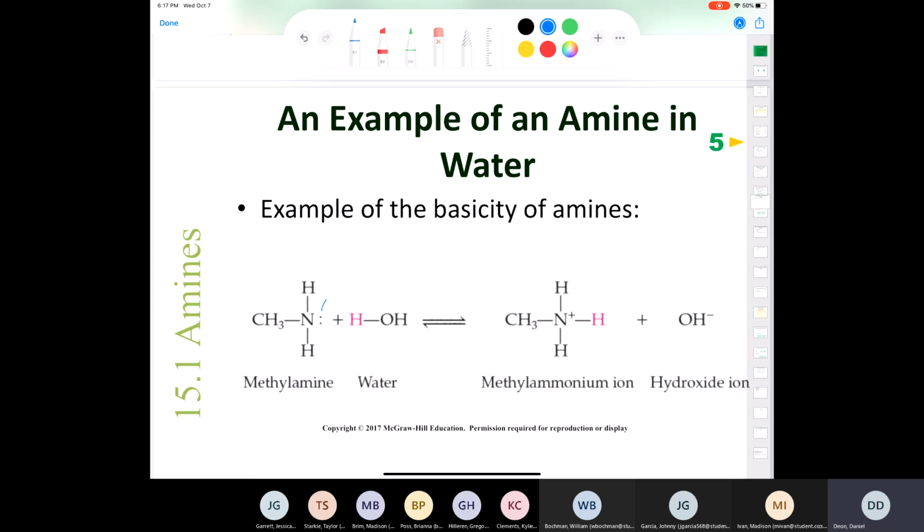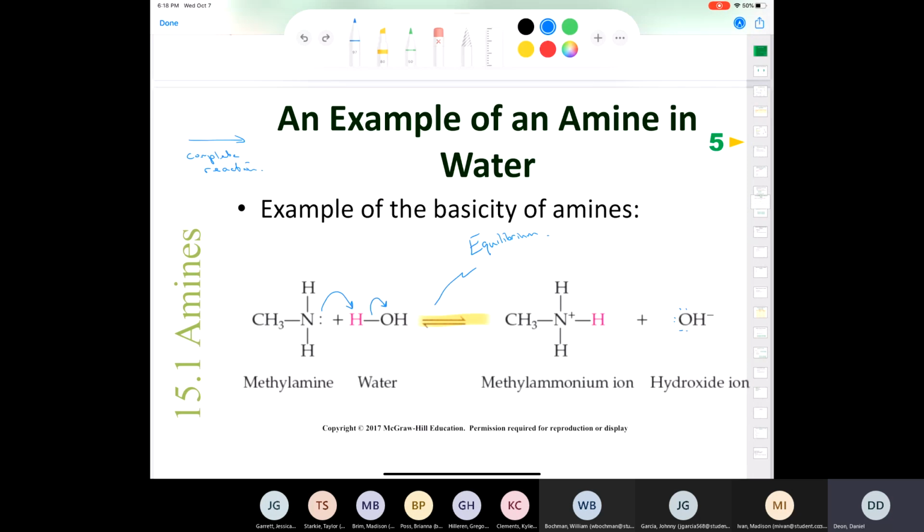The lone pair on that nitrogen is actually going to grab that hydrogen, and these electrons in this bond between the oxygen and the hydrogen are going to break, and they're going to go on to the oxygen to form the hydroxide ion. Okay, now, something else I should point out here is that we have an equilibrium arrow. Remember, if we have an arrow going in one direction, that's a complete reaction, right? Whereas if we have these arrows, this represents equilibrium.